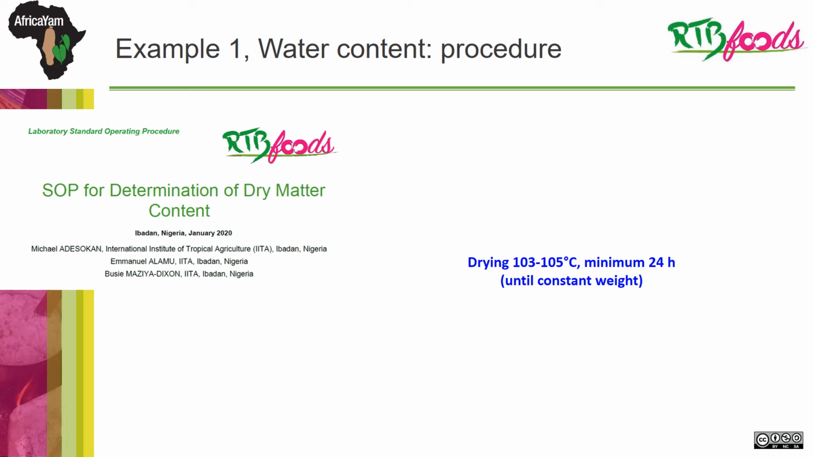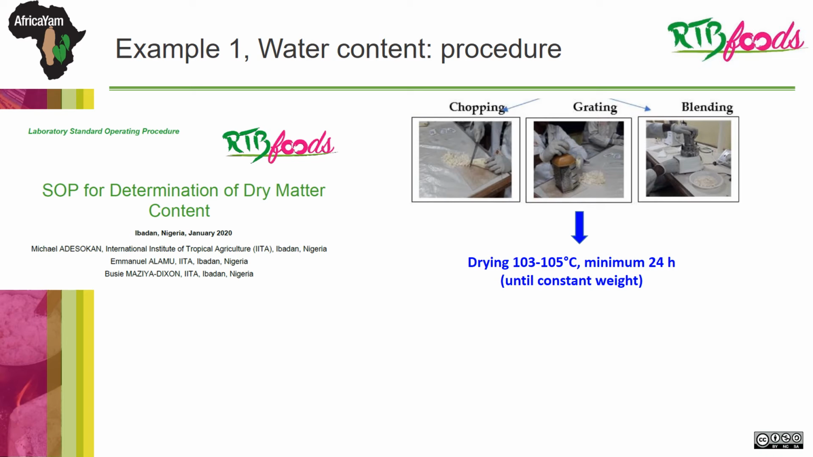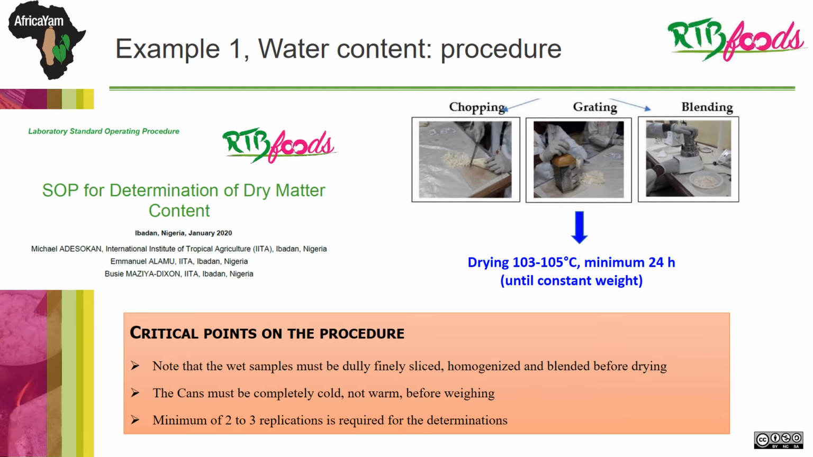It is very simple, but even with this very simple procedure, you have critical points, and the first one is the way you fragment your sample before drying. You can use chopping, grating, blending, but in any case, you have to fragment very finely your product before drying, otherwise the result will not be okay. So we identified mainly 3 main critical points on this procedure. The way wet samples must be duly finely sliced, homogenized, or blended before drying.